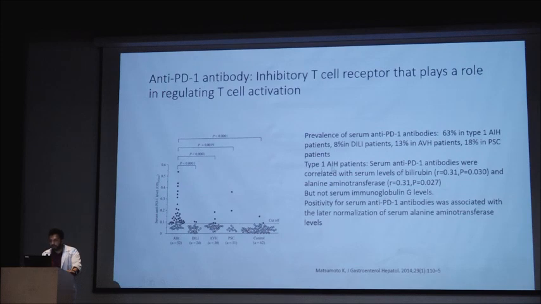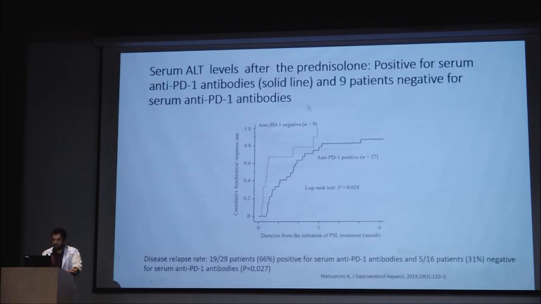And in type 1 autoimmune hepatitis patients, it correlated with the serum bilirubin level and ALT level, however not with the serum IgG level. And the positivity for serum anti-PD-1 antibody was associated with later normalization of serum ALT level. And after the withdrawal of immunosuppression, 66% of the patients who were anti-PD-1 positive relapsed, while 31% relapsed among those who were not positive.